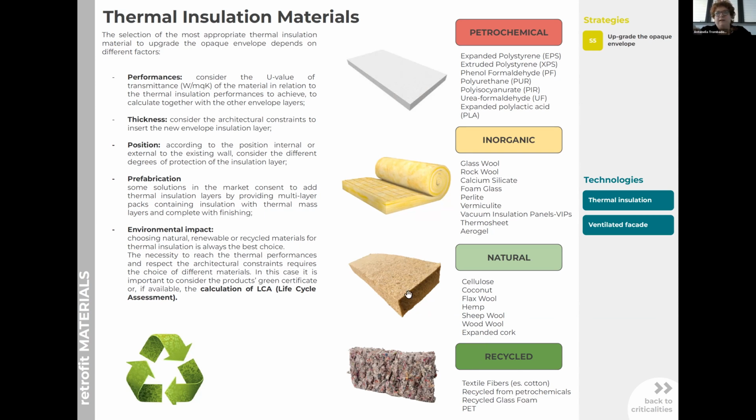So we underline the benefit of natural material, which are the natural material like cellulose, coconut, wood, or expanded cork, or recycled material from textile fiber or recycled from glass foam and so on.